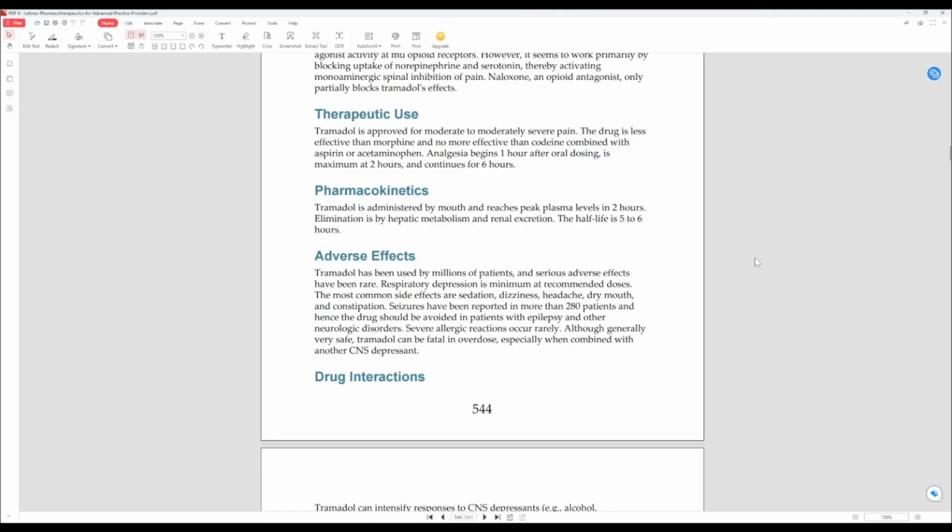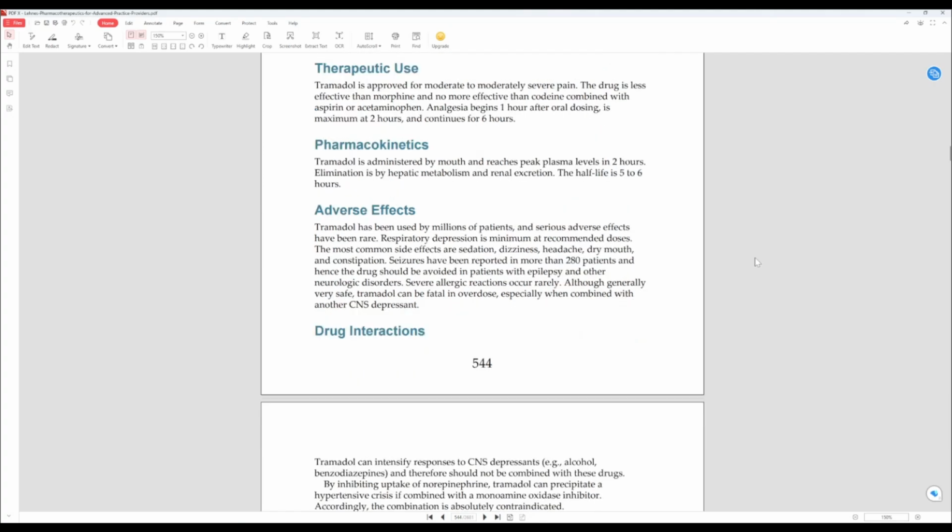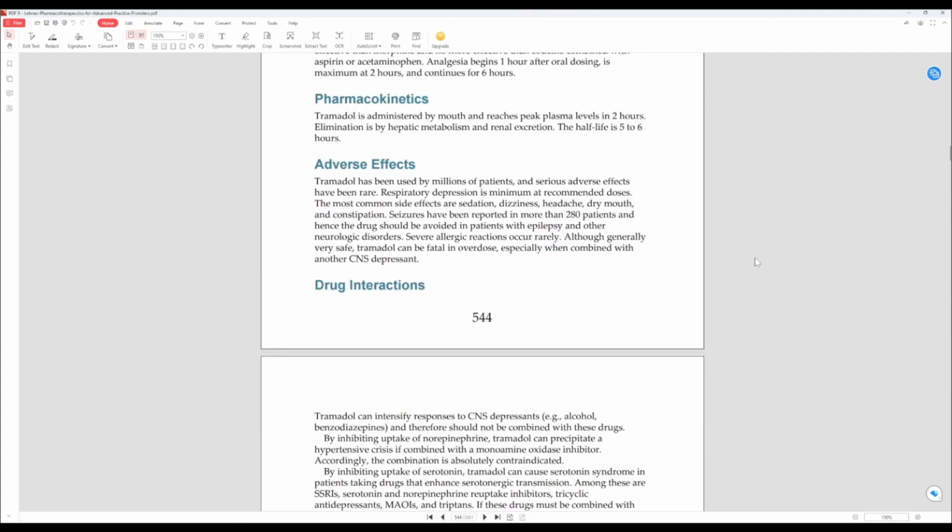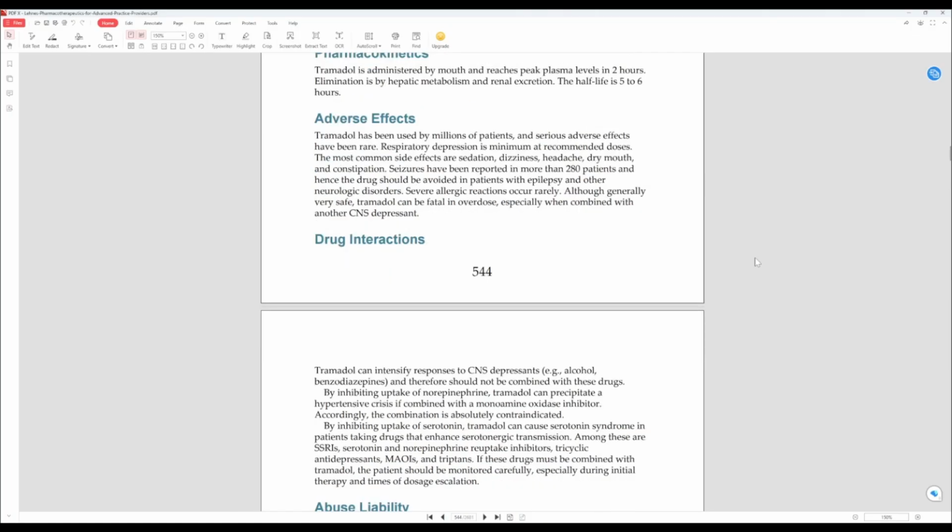Analgesia begins 1 hour after oral dosing to a maximum effect of 2 hours, but may last up to 6. Pharmacokinetics: it's administered by mouth and reaches peak plasma levels in 2 hours. Its half-life is 5 to 6 hours. It is eliminated via hepatic metabolism and renal excretion.